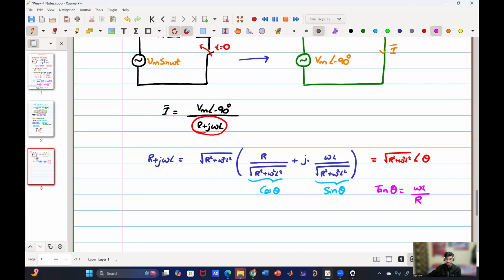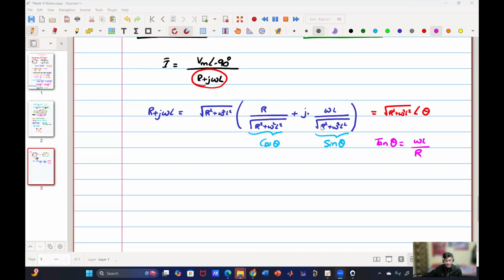I have just done it in a different way. So omega L by R, Jnanadhar Singh, very good. I have written this as cos theta and this as sin theta, and tan theta is nothing but omega L by R. So I got this expression. Now let us substitute it in I phasor. My I phasor will be Vm angle minus 90 degrees by square root of R square plus omega square L square angle theta.